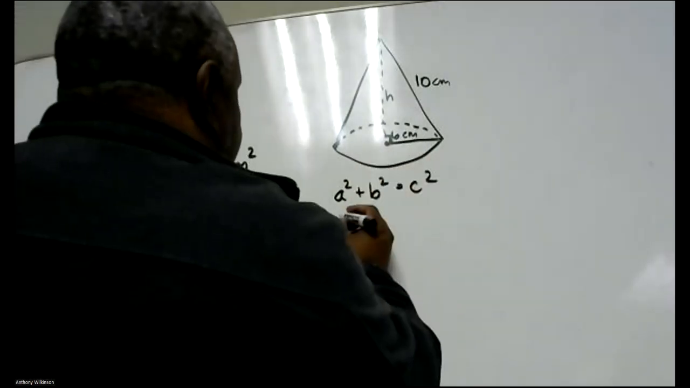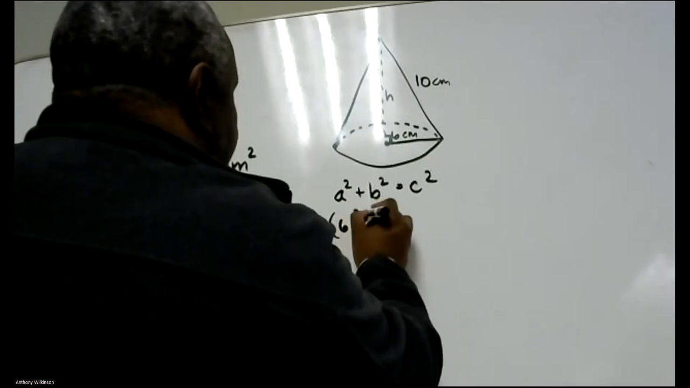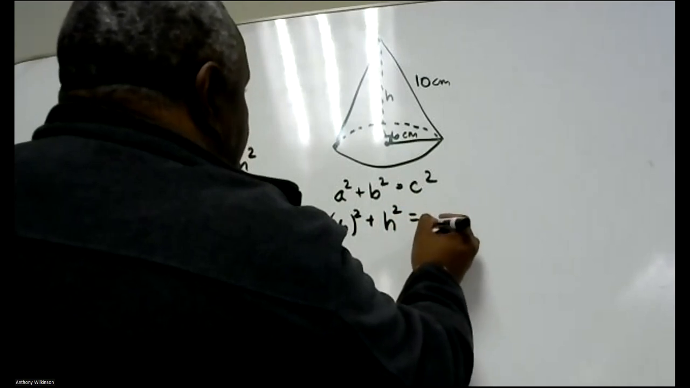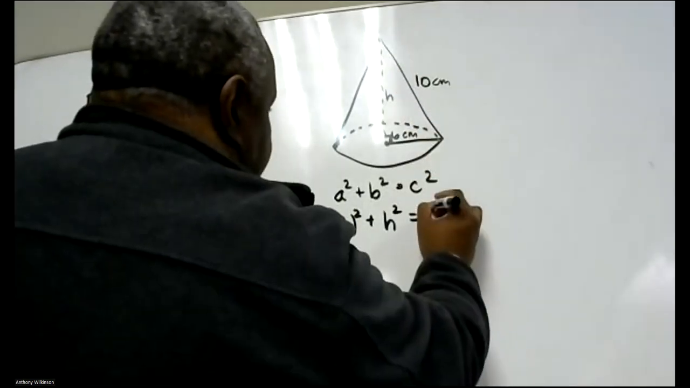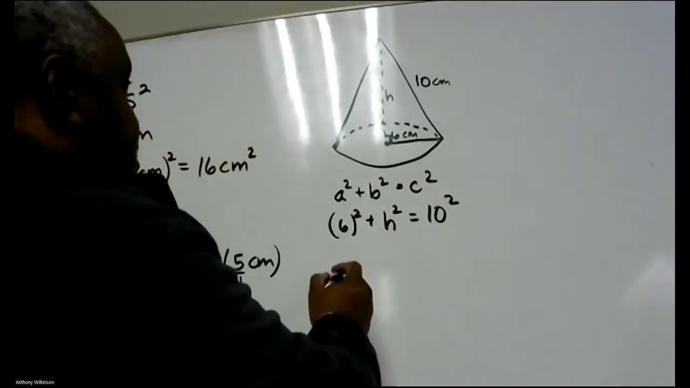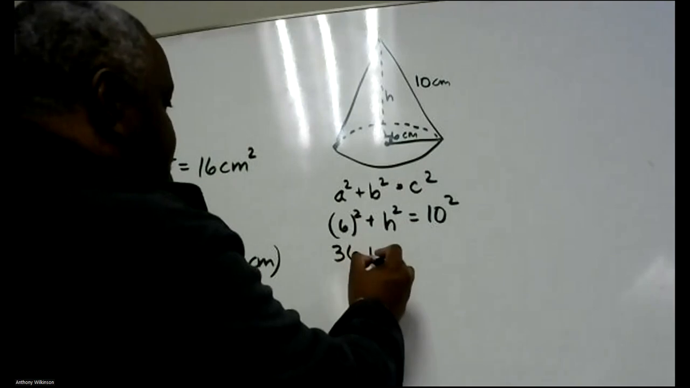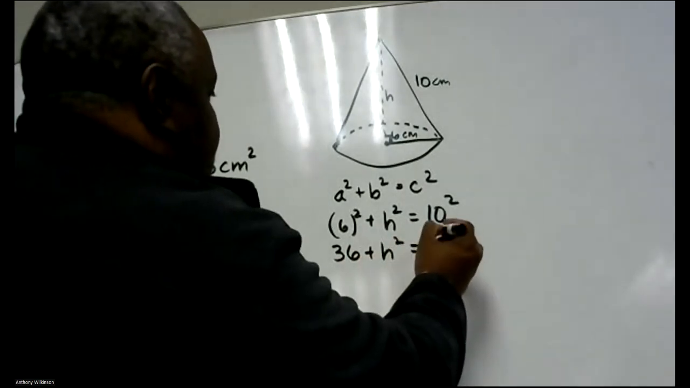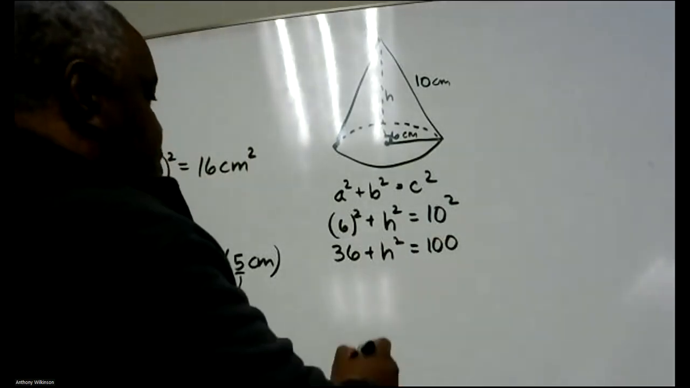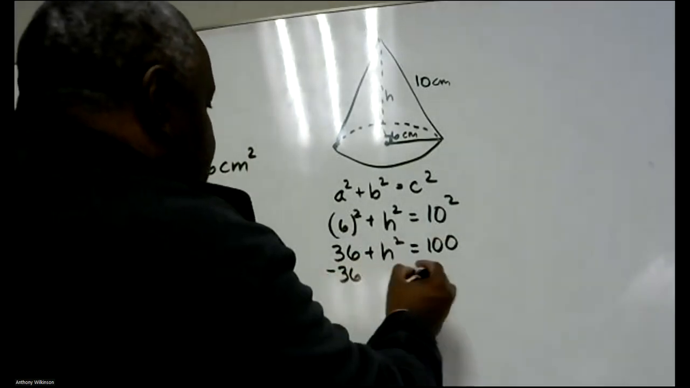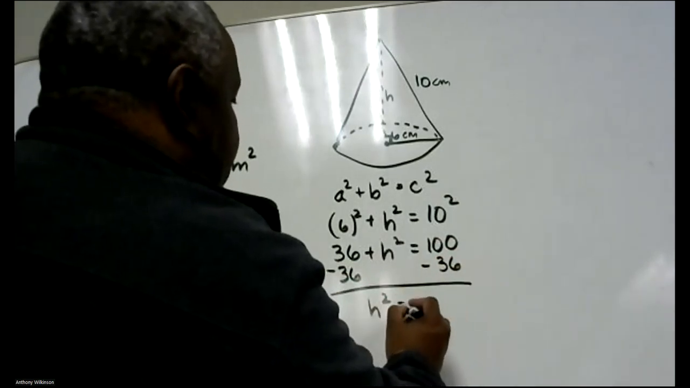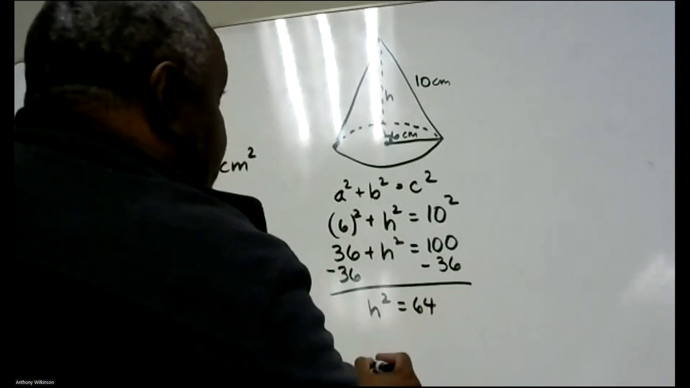And I'm going to let A be 6. That's going to be squared. Plus B, that's going to be H, and that's squared. Equals C, that's going to be 10 centimeters. So this is 10 squared. 6 squared is 36 plus H squared equals 10 squared, that's 100. And to get H squared by itself, I'll subtract 36 on both sides. So that means H squared, that's 64.